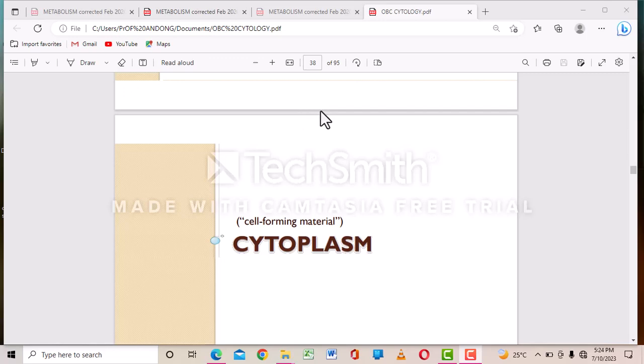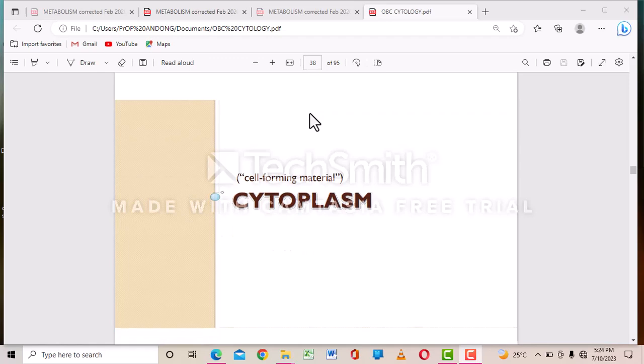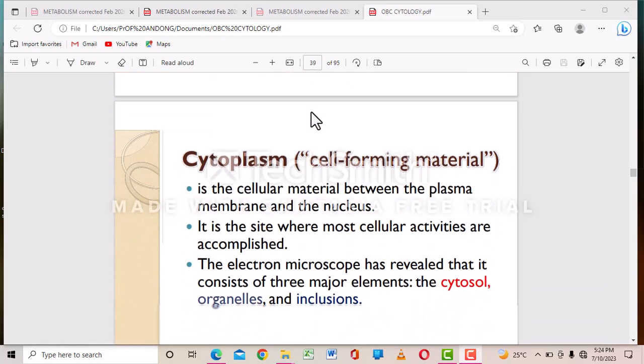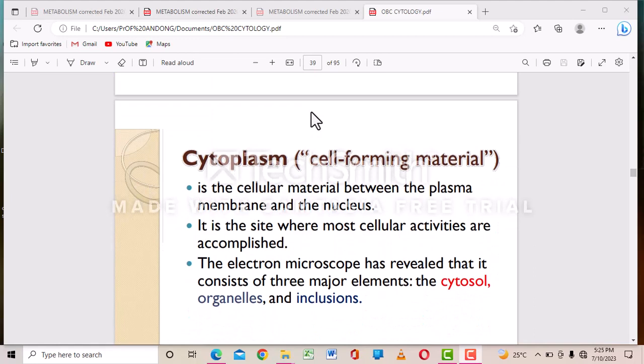Now in this part of the lecture, we are going to be talking about the cytoplasm, the cell organelles and the nucleus. Now let's dive into business. The cytoplasm, that is the cell forming material. It is the cellular material that is found between the plasma membrane and the nuclear membrane of the nucleus. This therefore means that the nucleoplasm, which is found within the nucleus, is not part of the cytoplasm.